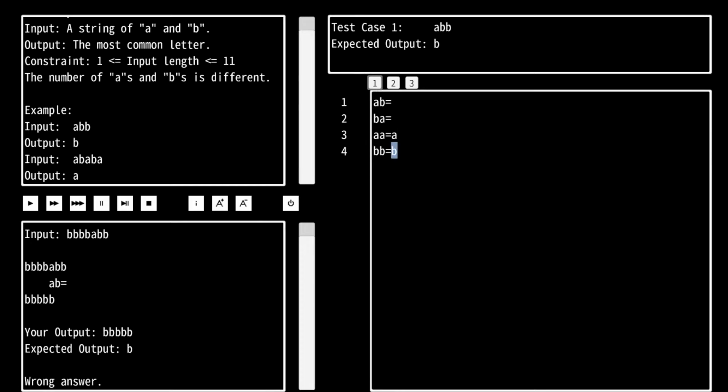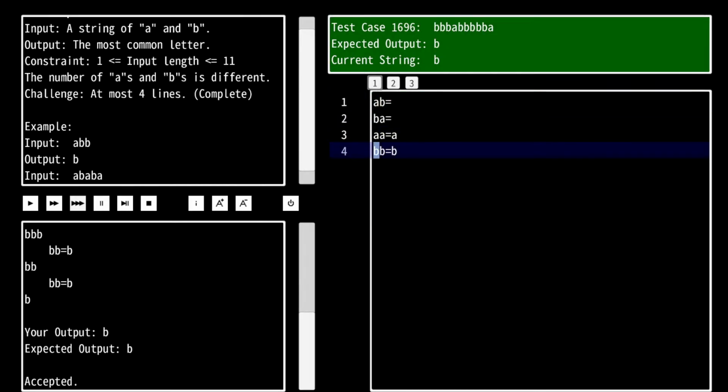So I can do this in this order and it should be fine. I did it! I beat chapter 1!